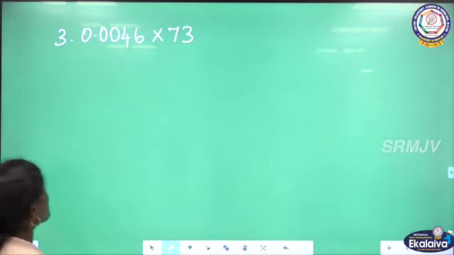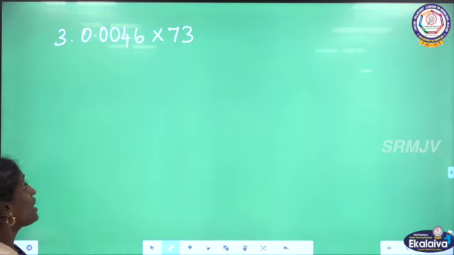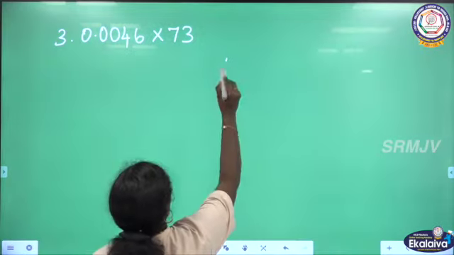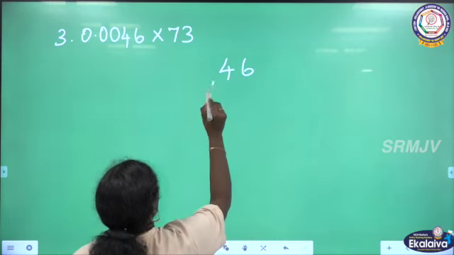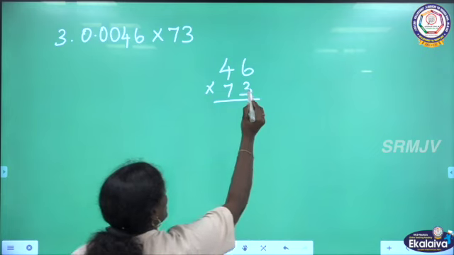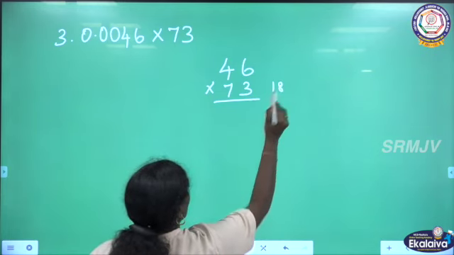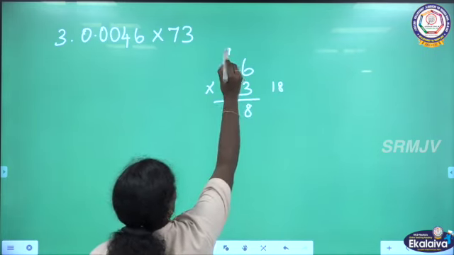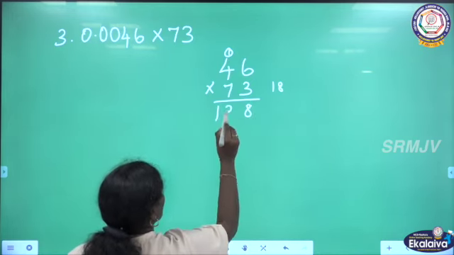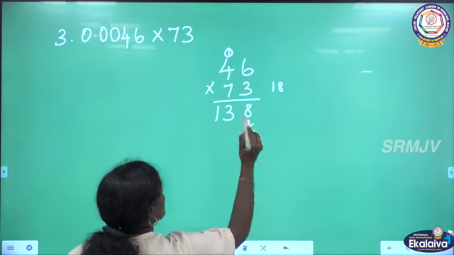The next question, 0.0046 into 73. Now I am going to take 46 into 73. Find the product of this. 6 3s are 18. 8 here, 1 carry over to the next place. 4 3s are 12. 12 plus 1, 13. Now we have to leave the ones place.